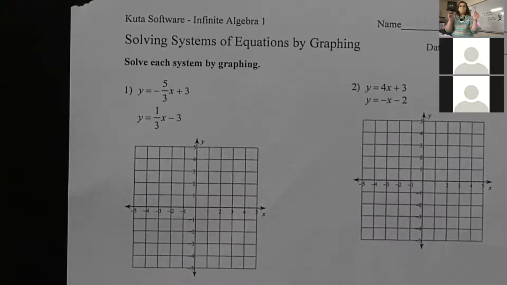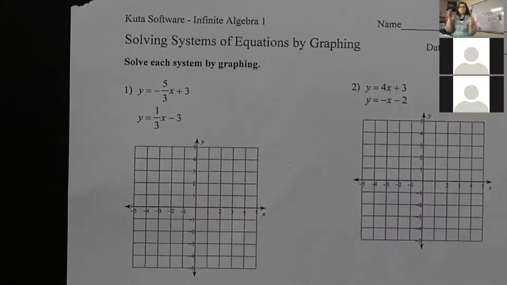Okay, now let's think of one more situation. I have a line and then I graph another line and it's right on top of that line. What's their solution? Where are they meeting? Every single place, right? So that is what? All real numbers or infinite. Okay, so you can say either all real numbers or infinite on that one.